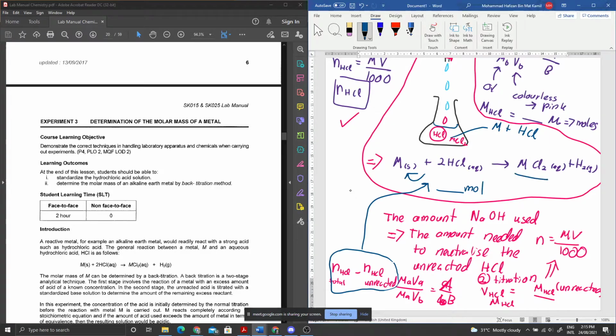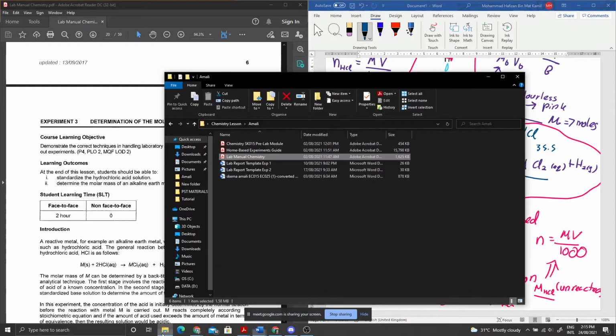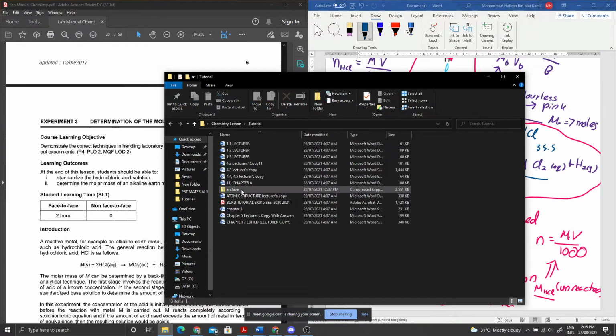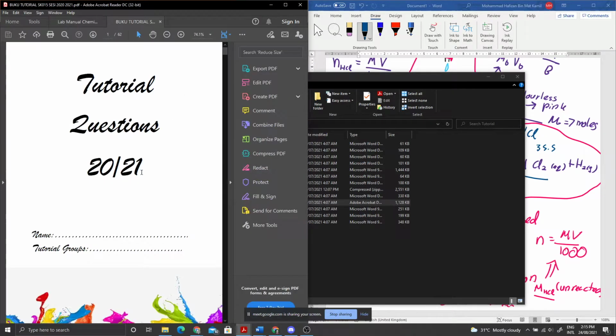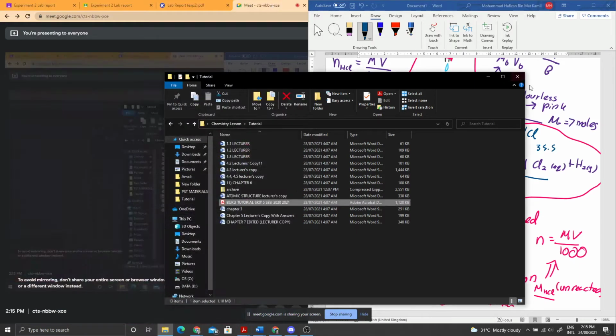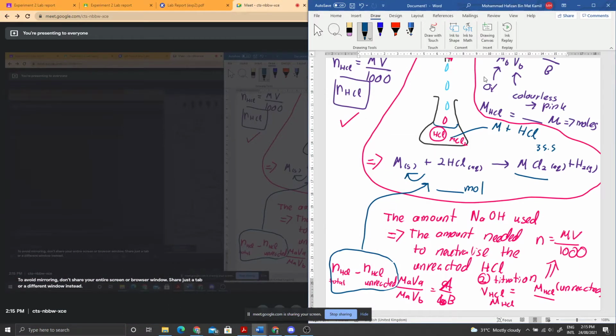Sebab kalau you tengok sini, chlorine kita dah tahu dia punya molar mass 35.5 kan? Okay, let's see the molar mass. Siapa yang tak tahu lagi mana nak cari molar mass, dekat tutorial ada. Tengok mana chlorine 35.5 relative atomic mass. So daripada mole you boleh cari molar mass, sebab molar mass is how many grams untuk 1 mole.